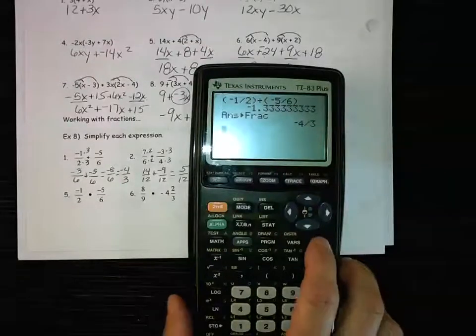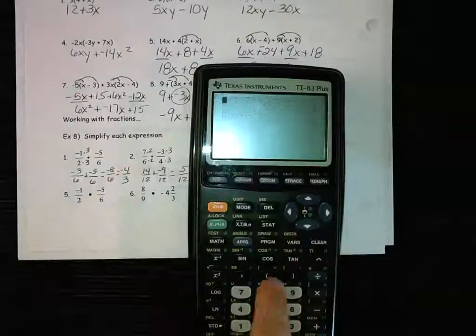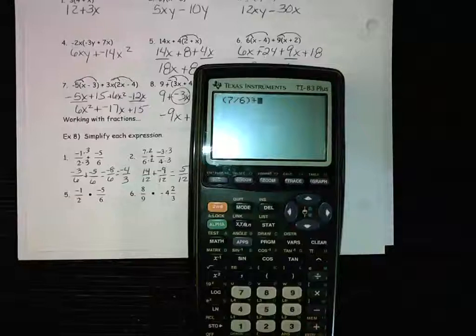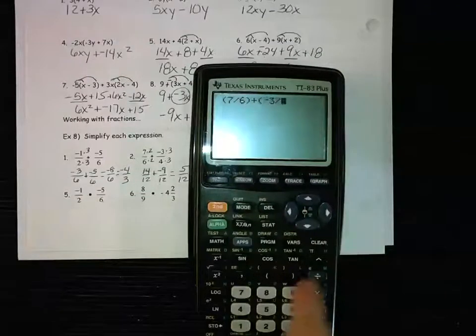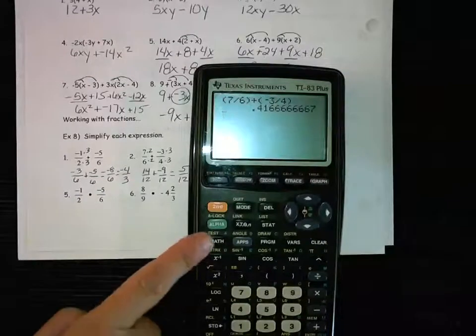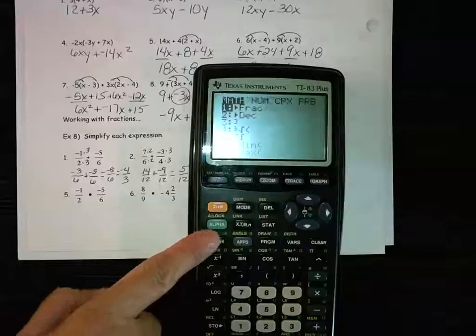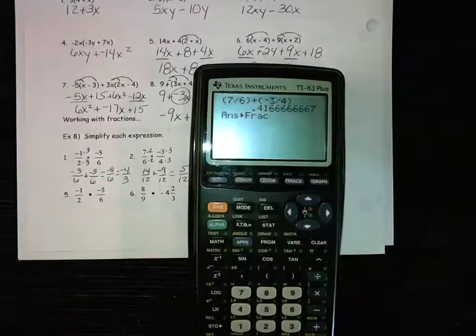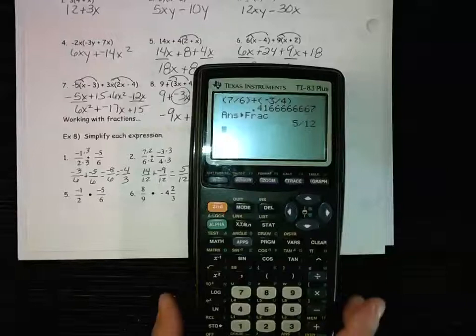Let's try the second one that way. Parenthesis 7 divided by 6 plus parenthesis negative 3 divided by 4. 4.166666 repeating, and if you change that, press your math key, 1, that will tell you it's 5/12.